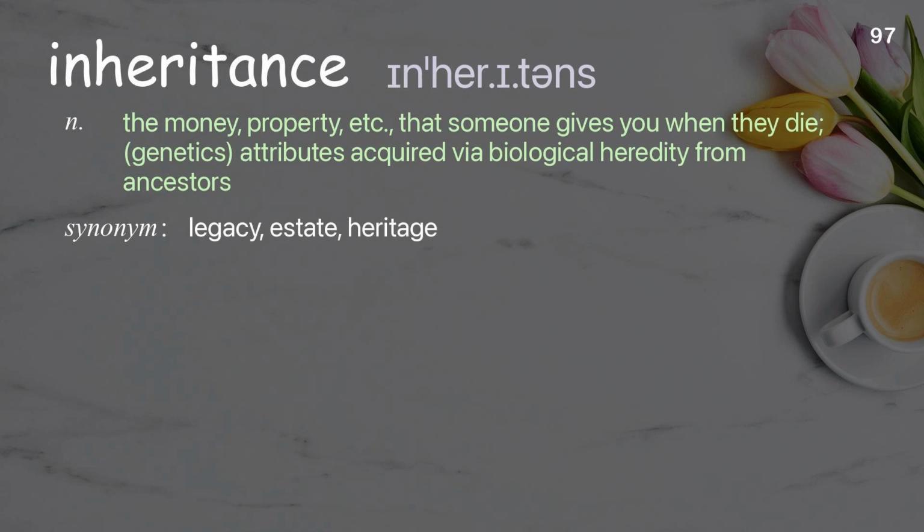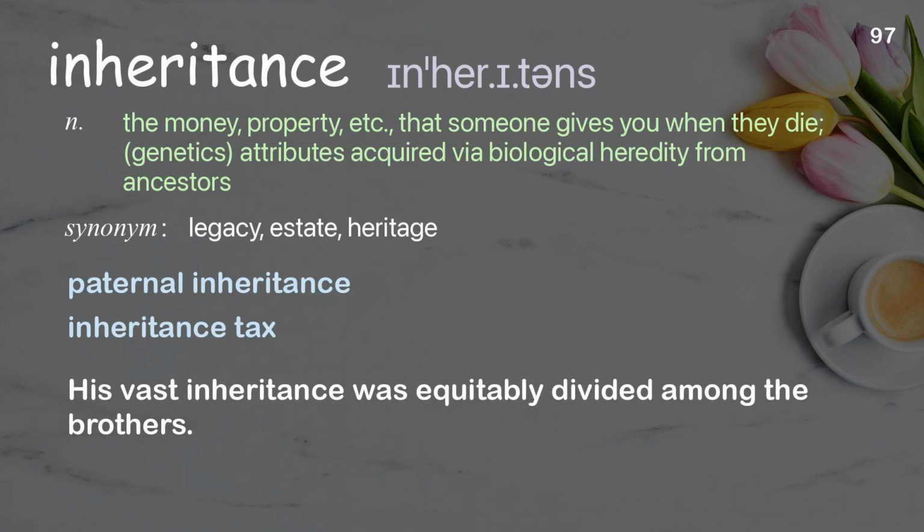Inheritance. The money, property, etc. that someone gives you when they die. Genetics: attributes acquired via biological heredity from ancestors. Examples: Paternal inheritance. Inheritance tax. His vast inheritance was equitably divided among the brothers.